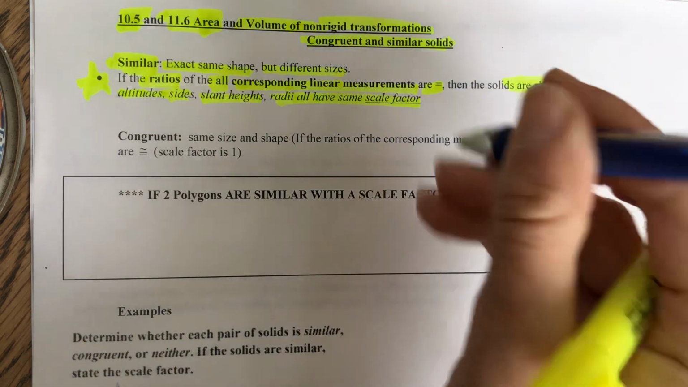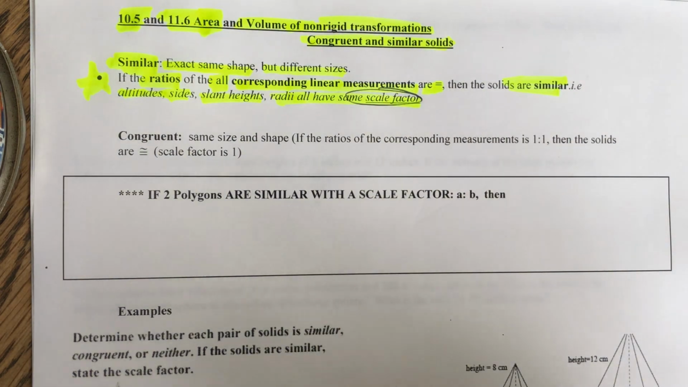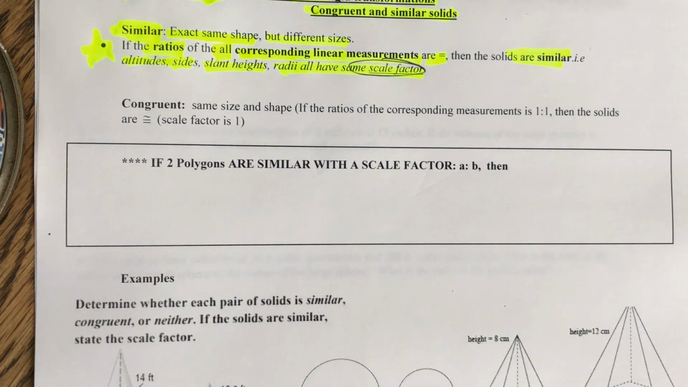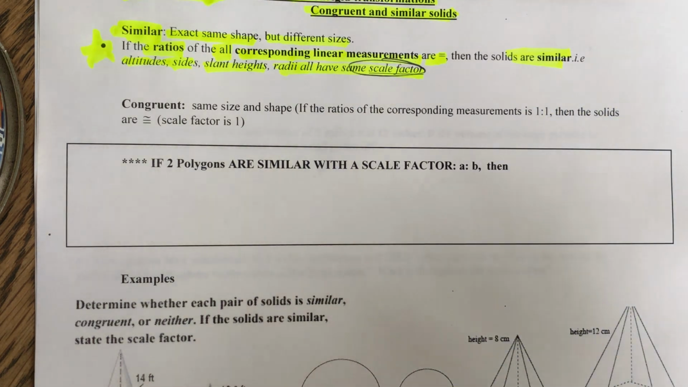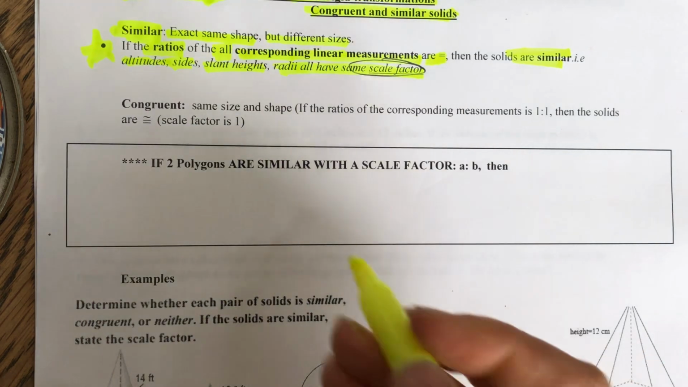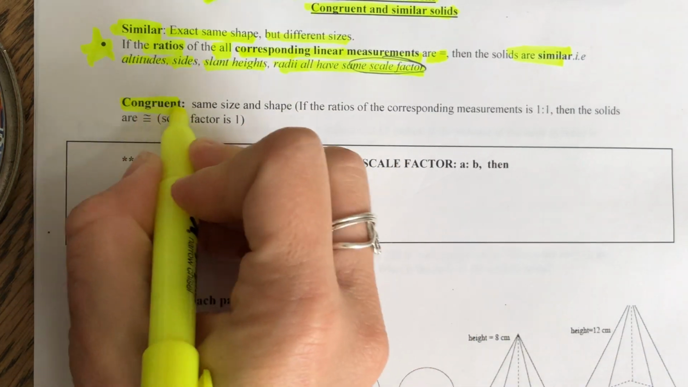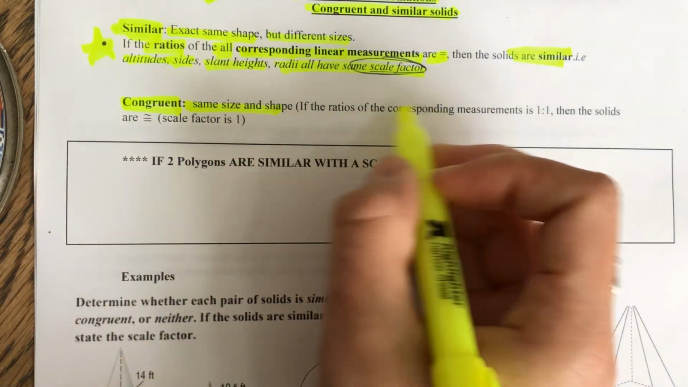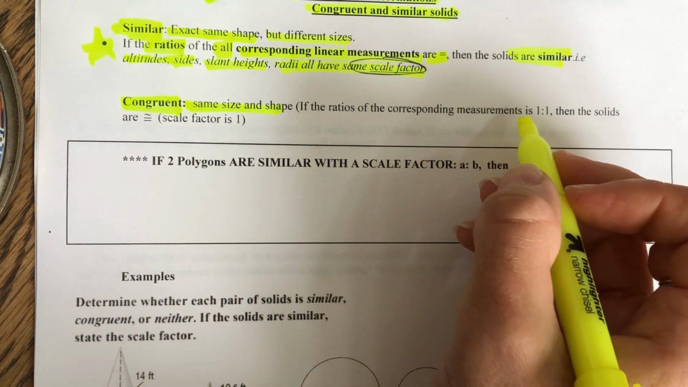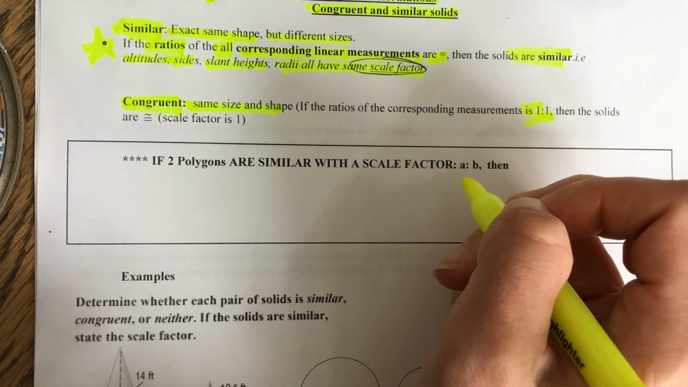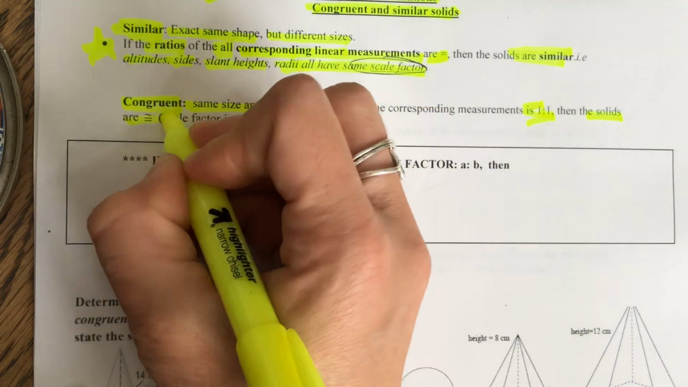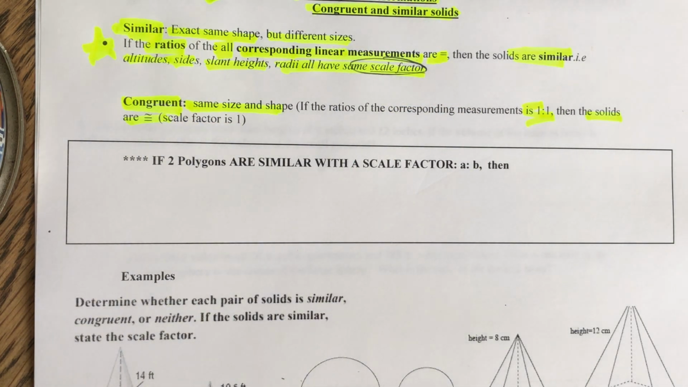And we're going to be working mainly with the scale factor. So the scale factor is going to be the ratio of their sides. And if they're the same measurement for both comparing, then the solids are similar. Obviously, if they're congruent, it means same shape and size. If the ratios of the corresponding measurements are 1-to-1, because what we're going to do is simplify them, then obviously the solids are congruent. The scale factor is 1.